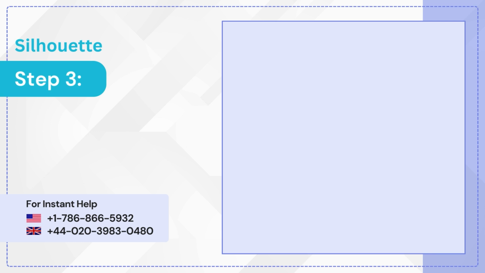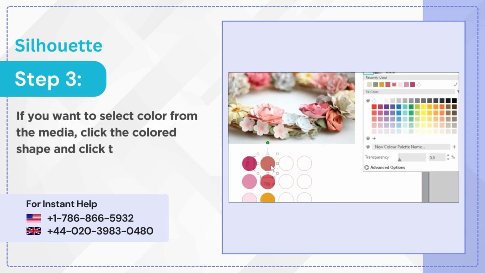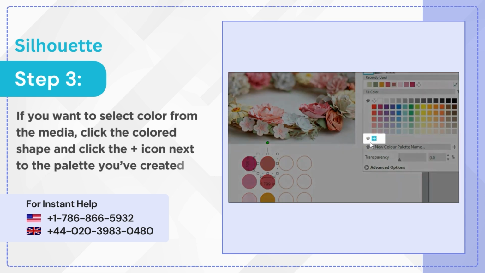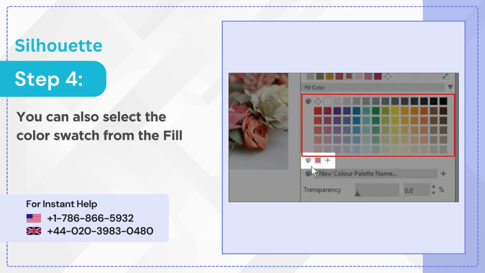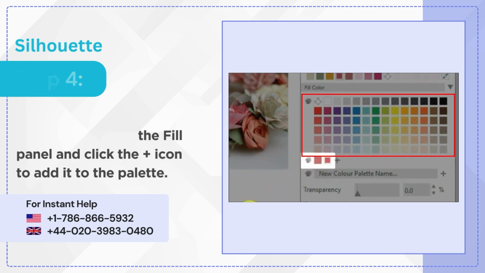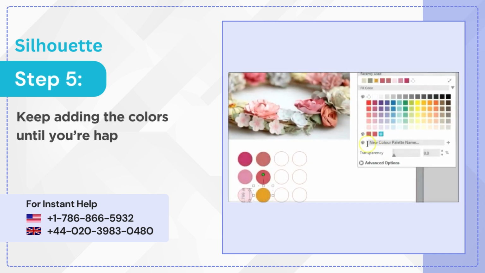Step 3. If you want to select color from the media, click the colored shape and click the plus icon next to the palette you've created. Step 4. You can also select the color swatch from the Fill panel and click the plus icon to add it to the palette. Step 5. Keep adding the colors until you're happy with the palette.